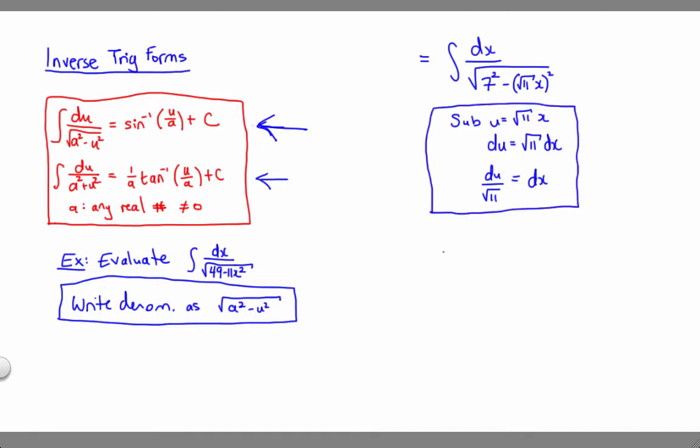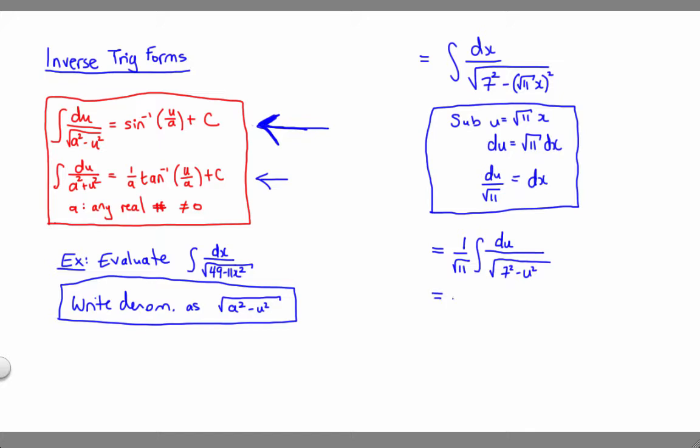Now we're ready to go ahead with our substitution. So let's replace that dx with a du, and we'll put the 1 over root 11 out in front of the integral. So there we go, du over root 11, same thing as dx. And in the denominator, we've got the square root of 7 squared minus u squared. So this now exactly matches the arcsine form, the first integral that we introduced here.